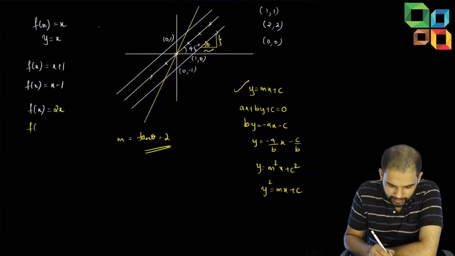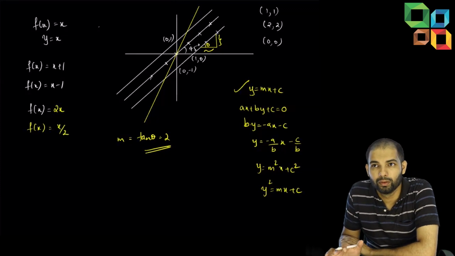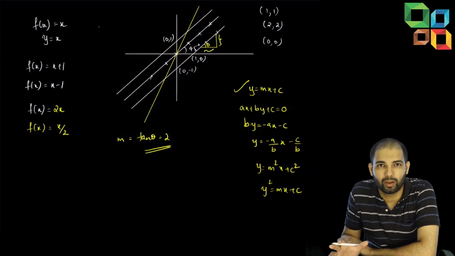Fine. So if I write your equation as, say, x by 2, I just want to see if it's clear what will happen to the graph. That's all.